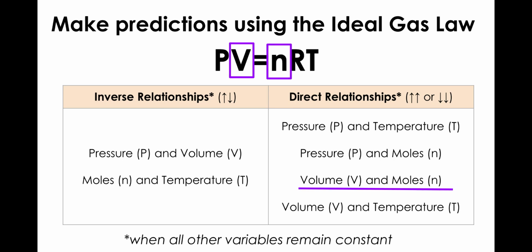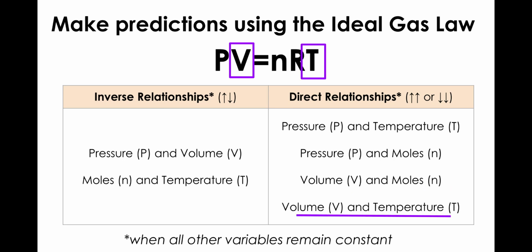Volume and moles, also on opposite sides of the equal sign and also have a direct relationship. So increasing volume will increase number of moles. Decreasing volume would decrease number of moles. They behave the same. And then finally, volume and temperature on opposite sides of the equal sign have a direct relationship, so that if volume was increased, temperature would also increase.